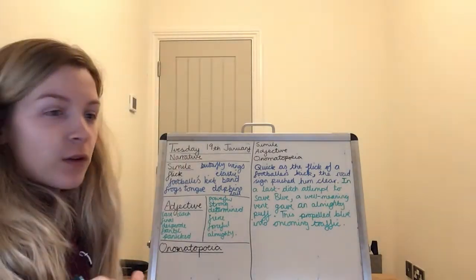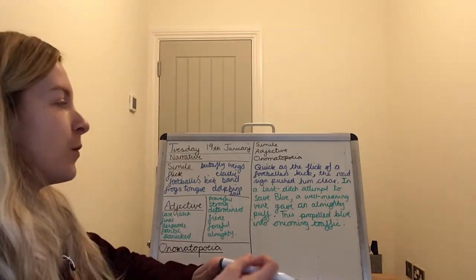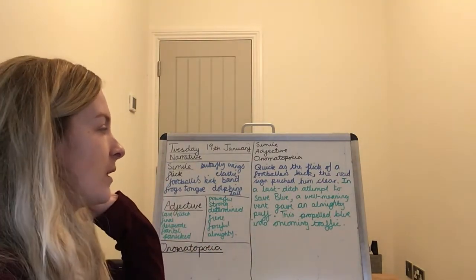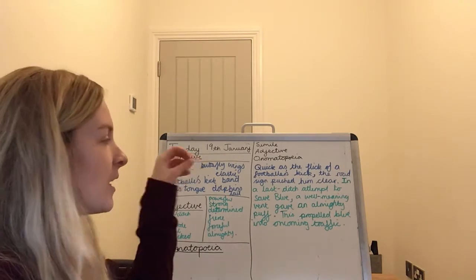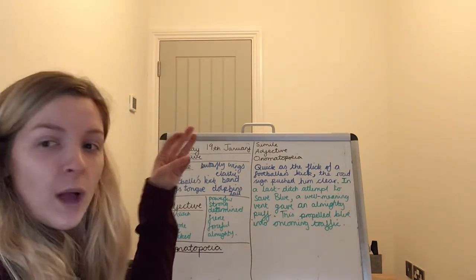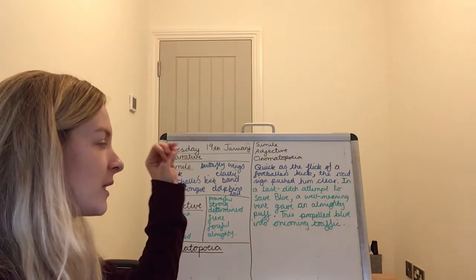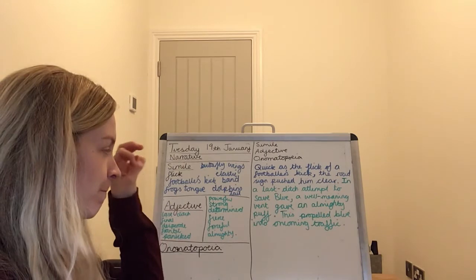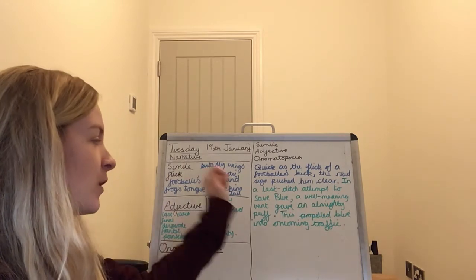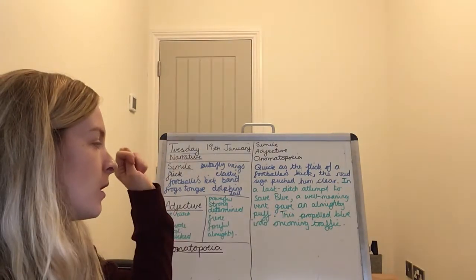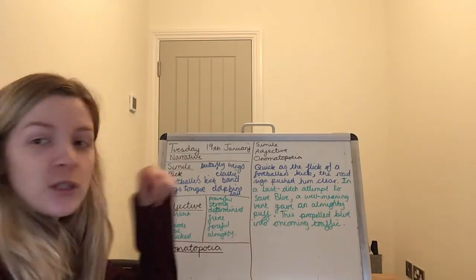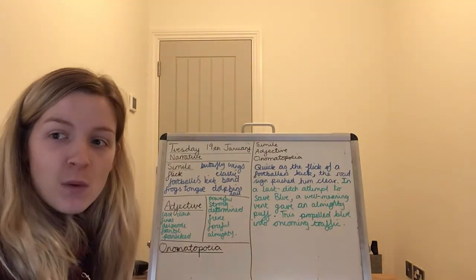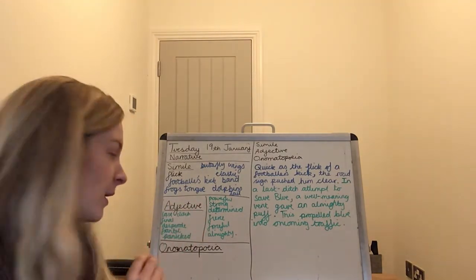Okay, let's read it so far. Quick as the flick of a footballer's kick. It rhymes as well. Quick as the flick of a footballer's kick, the road sign pushed him clear. In a last-ditch attempt to save Blue, a well-meaning vent gave an almighty puff. This propelled Blue into oncoming traffic. You might say gave an almighty puff of smoke. This spiralled Blue into the face of oncoming traffic. It's up to you. Give me that detail, deep in the moment. Give me more than just what I'm giving you, okay?